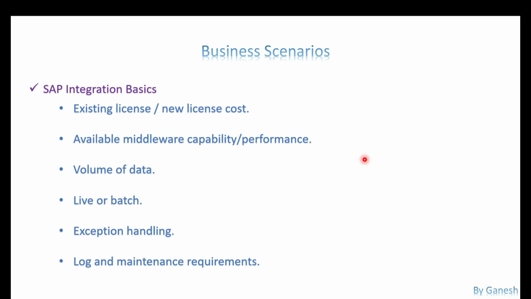So these are to be considered in any integration process: existing license and the new license cost. Okay, so these are, I can say, at a higher level, not at the developer level. Maybe your team lead or a manager will take care of this. But this is also part of the parameters. These are the parameters which decide what kind of integration may happen.